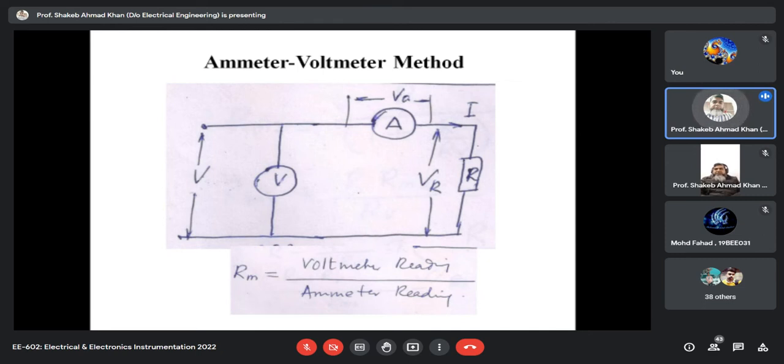If we take the reading of the voltmeter and ammeter, and then take the ratio of the voltmeter reading and ammeter reading to calculate the value of the unknown resistance, it won't give you an accurate result because of the voltmeter reading. Here your voltmeter reading is equal to the voltage across the resistance as well as the voltage across the ammeter.